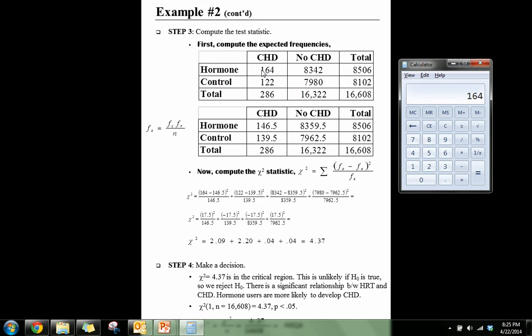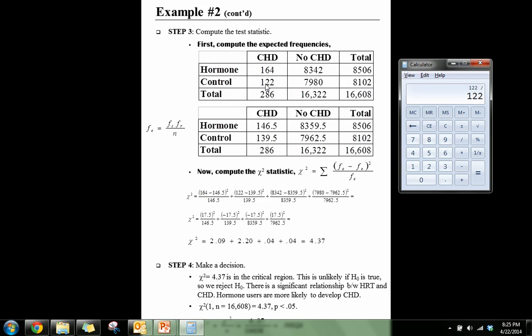So in order to find the percentage of hormone users, here are all the hormone users who have heart disease. I'm taking 164 and dividing by the total number of all hormone users, which is 8,506 people. Now that comes out to a really small number, 0.019. That's 1.9%. So let's just remember up here, 1.9% of the hormone users developed heart disease. Let's compute the same percentage for the people in the control group.